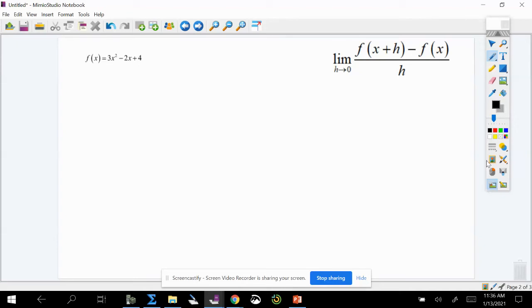So let me show you an example of how we're going to use this limit expression to actually find an equation for the derivative and use that to find the slope at any point. So you're going to be given a function. In this case, my function is on the left, 3x squared minus 2x plus 4.